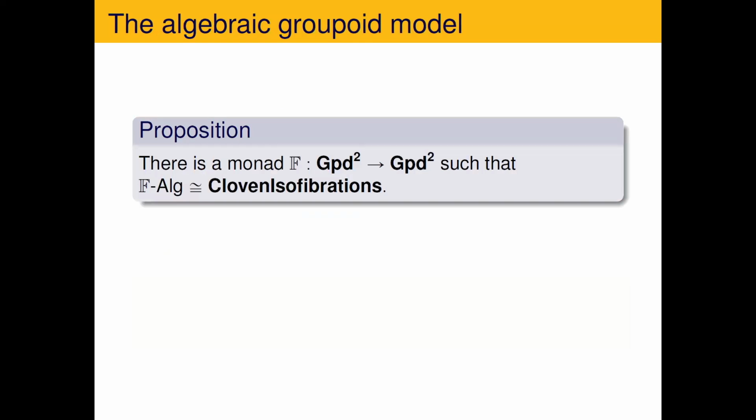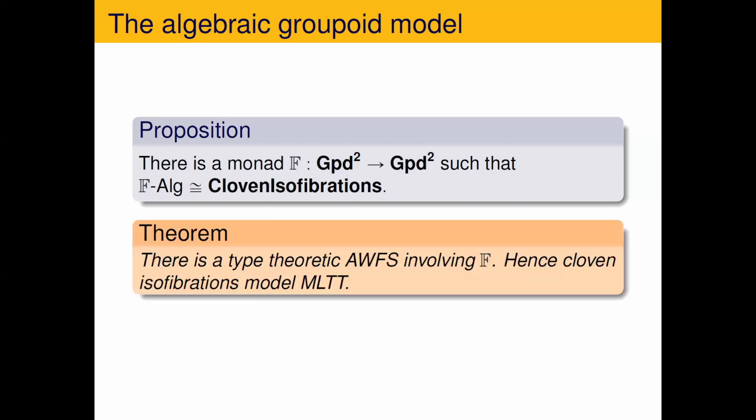And here's the proposition: there exists a monad on the category of groupoids, or the arrow category of groupoids, such that the algebras of this monad are precisely the cloven isofibrations. And this is quite nice. And you can use this to show that there's a type theoretic algebraic weak factorization system involving F. And so hence these cloven isofibrations form a model of Martin-Löf type theory.